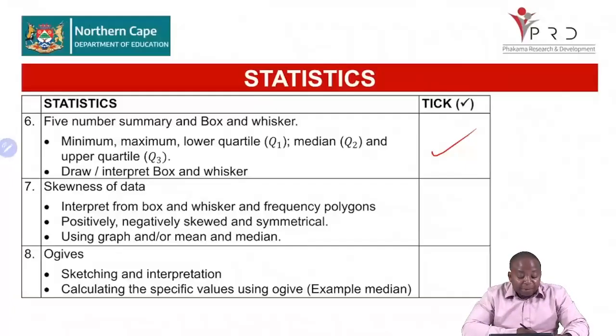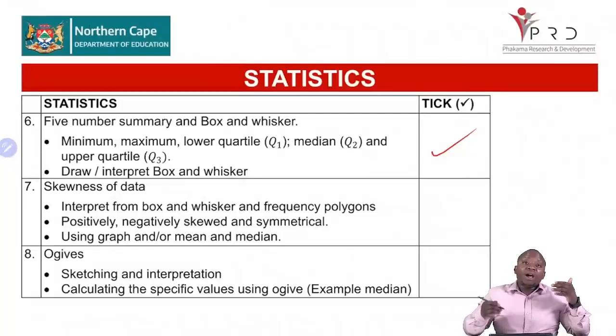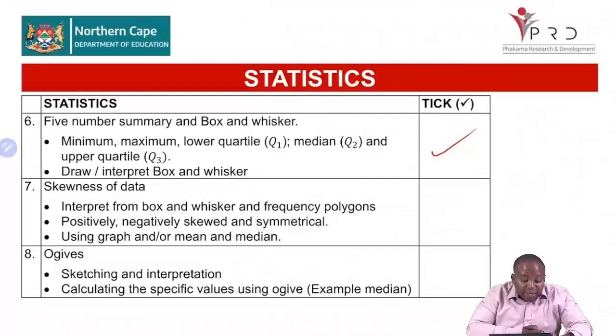Number 7, am I able to work with the skewness of the data? Am I able to interpret box and whisker diagrams and frequency polygons and identify how the data is skewed? Second bullet point, we are also going to look at the skewness of the data to say whether my data is positively skewed, negatively skewed, or symmetrical.